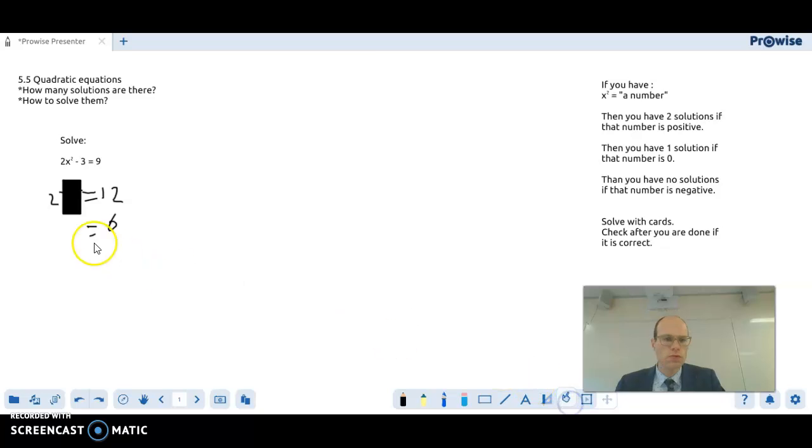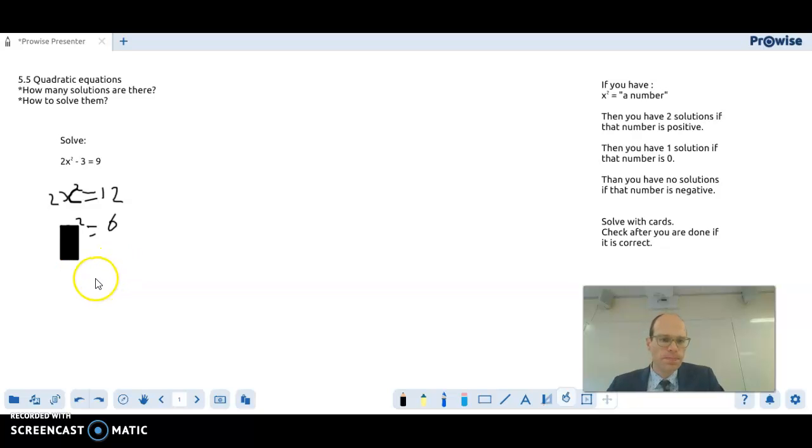And then I'm going to remove the card. And then we have x squared is 6. Okay. And then I can put the card back on. Or I can just think, oh, wait a minute, something squared is 6. What is that something then? Well, then that something is the square root of 6.